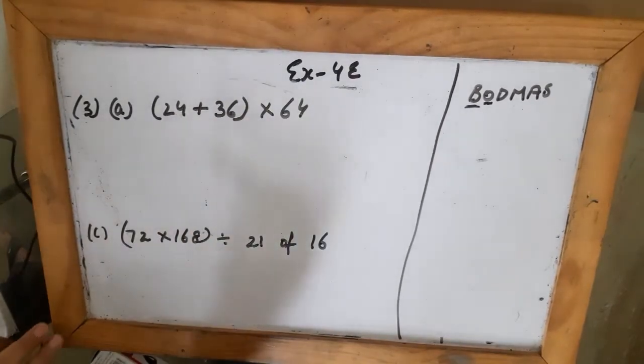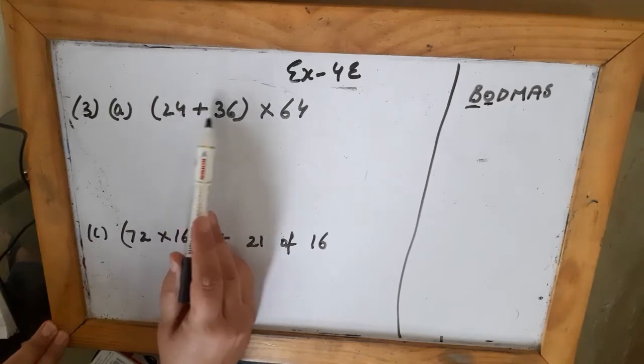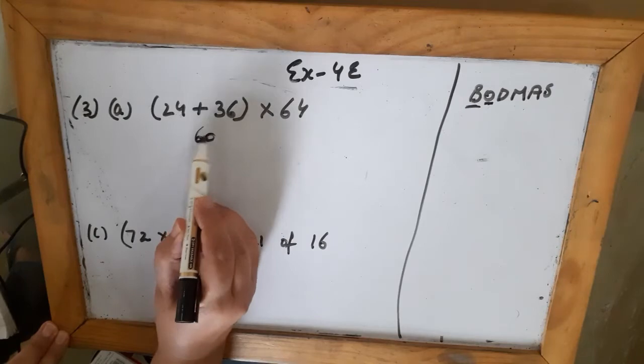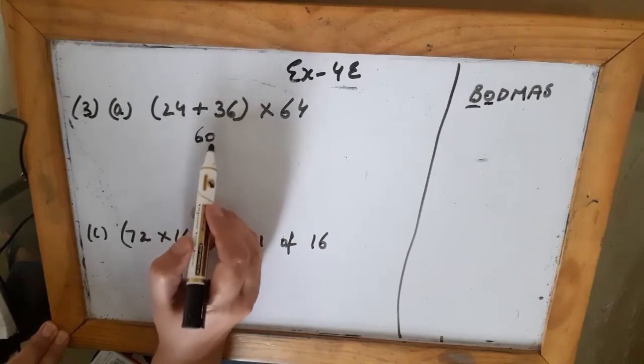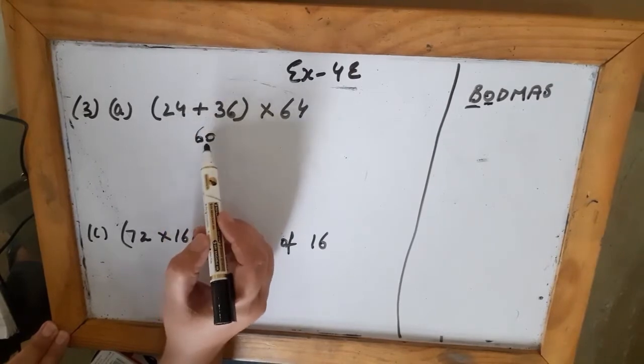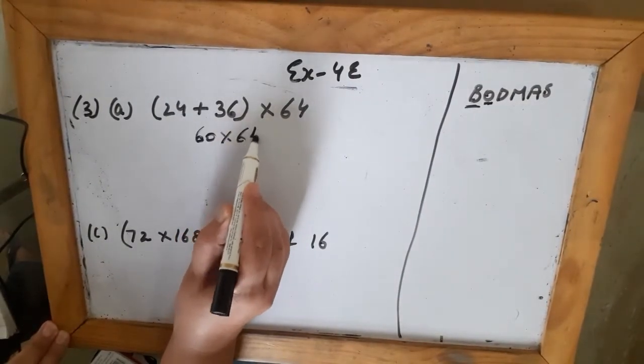So solve the bracket first, and inside the bracket you are given two numbers which are to be added. So add the numbers, you will get 60. So you have solved the bracket, 60 has come, so you can remove the bracket now because I have solved it. Now 60, outside you have 64.